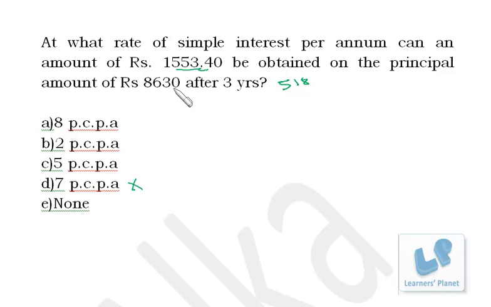Now 8630, 5% will be 4315 something, right? So that's more than that. That means the interest rate is between 5 to 7, right? We don't have any option between 5 to 7. Maybe it is 6 or maybe it is a fraction. We don't have to calculate that. The option is none of these. Okay, so no need to go for any sort of paperwork. I hope you are clear.